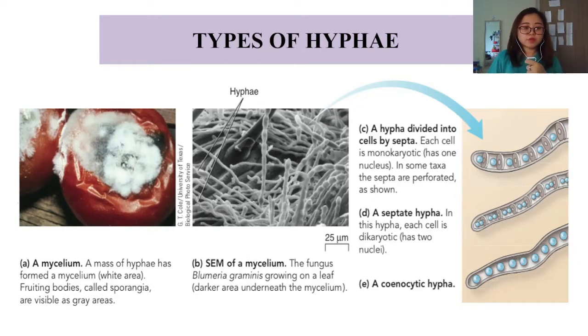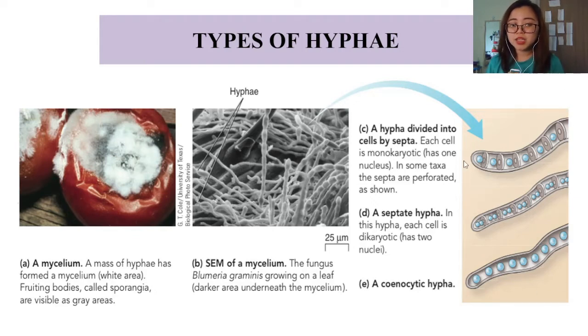So this is types of hypha under the microscope, and also a diagram on the right to show how they look. On the left, you see a fruit that has grown mold. The white stuff is the hypha that has formed a mycelium. The diagram in the middle here is the mycelium under a microscope. And when we are talking about septate and non-septate hypha, we're talking about this diagram on the right.